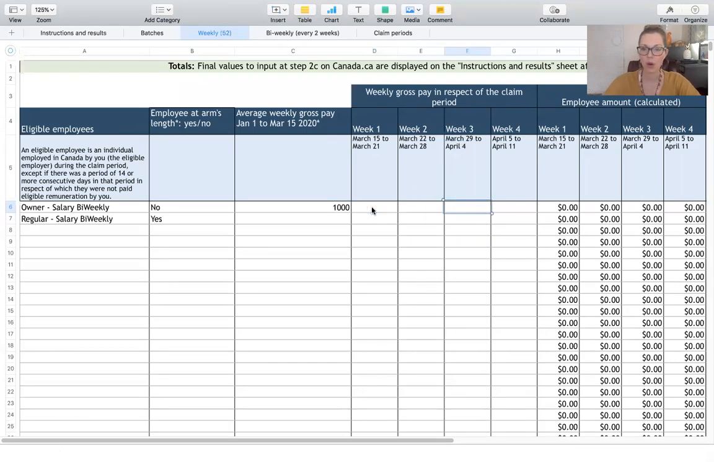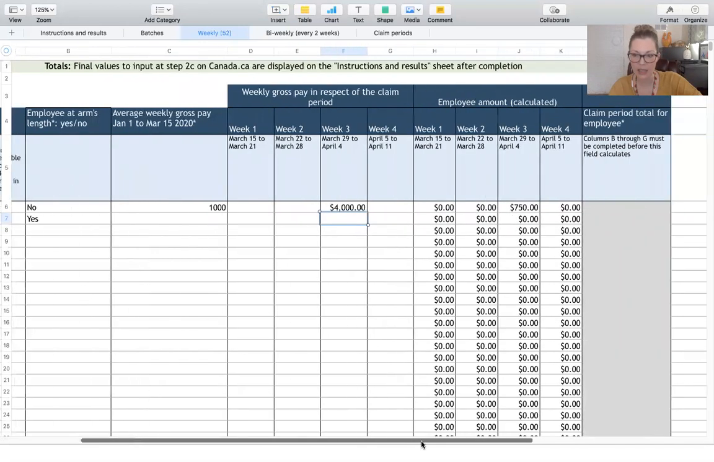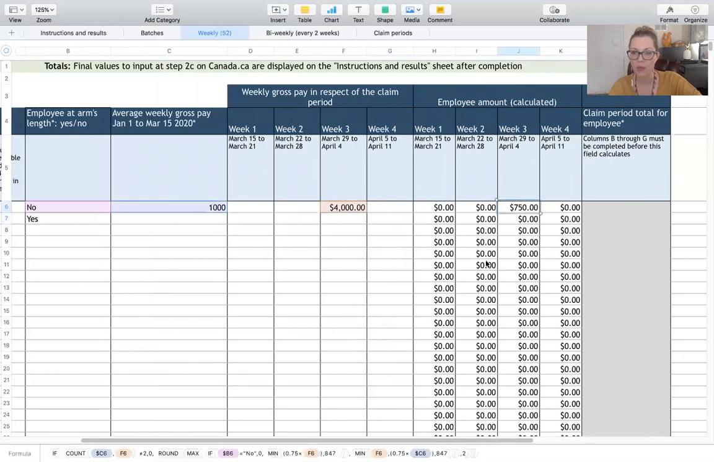But if I put all $4,000 into that box, then what's going to happen here is I'm only getting wage subsidy for that 1 week. So that's how we know that these dates here can't be based on the paycheck date. It just doesn't work. We have to split it up into when the wages were actually earned.